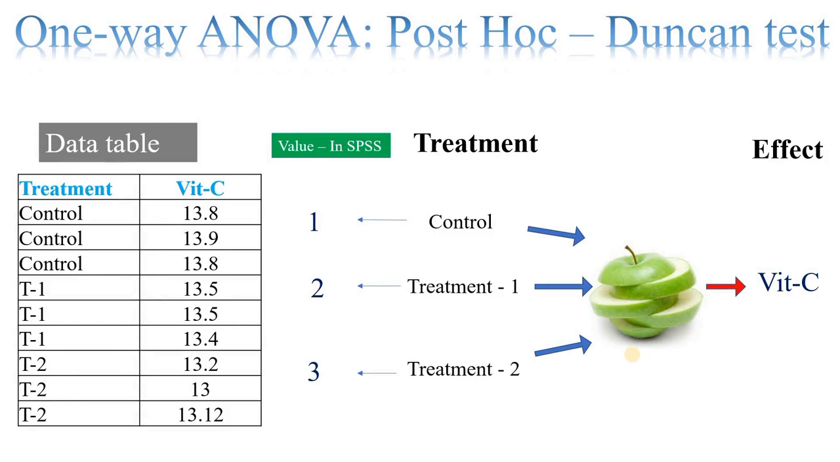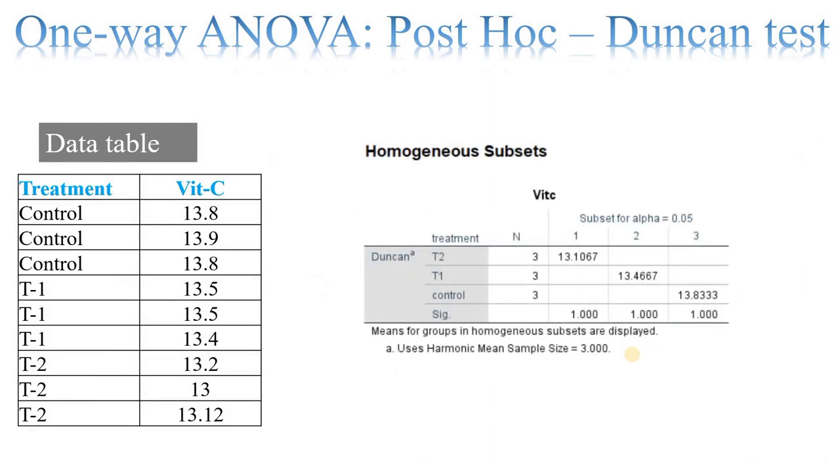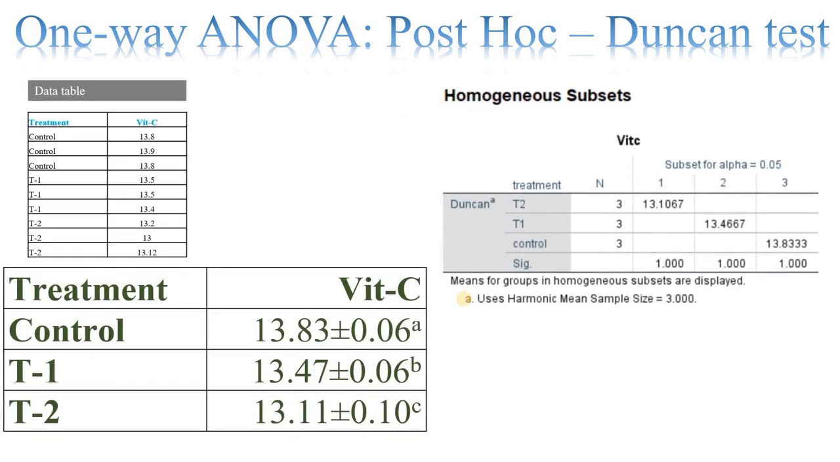So this is our result after giving the different treatments, we have done the SPSS. After doing SPSS, we have got the Duncan table here. So we got three different columns for three different treatments. That means there is a significant difference among the treatments. So this is how we represent data for the research paper or any kind of work.